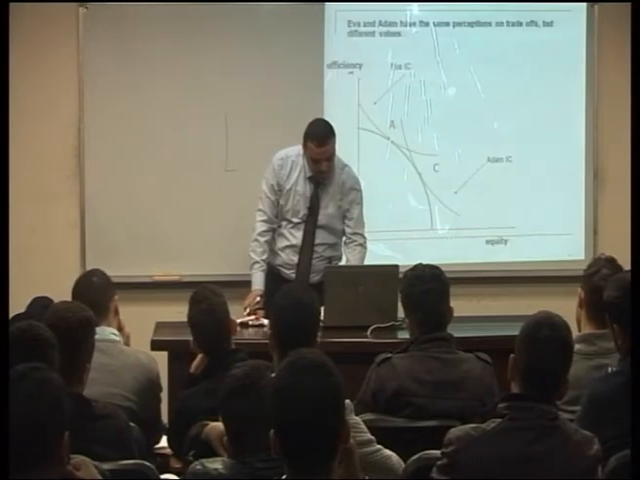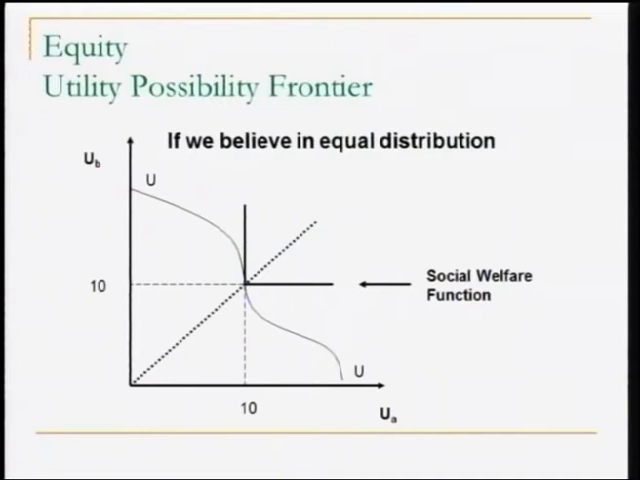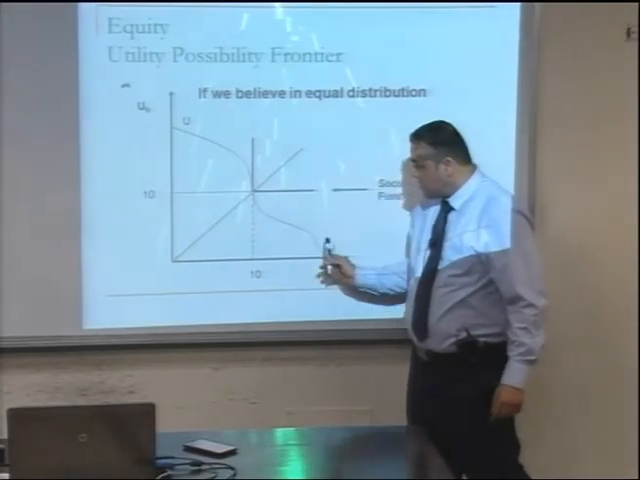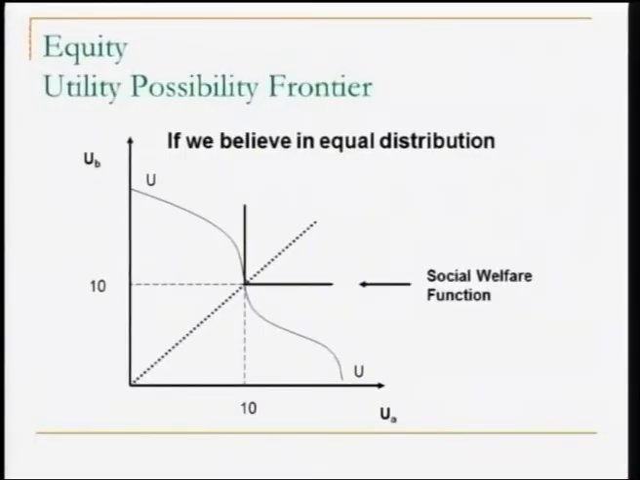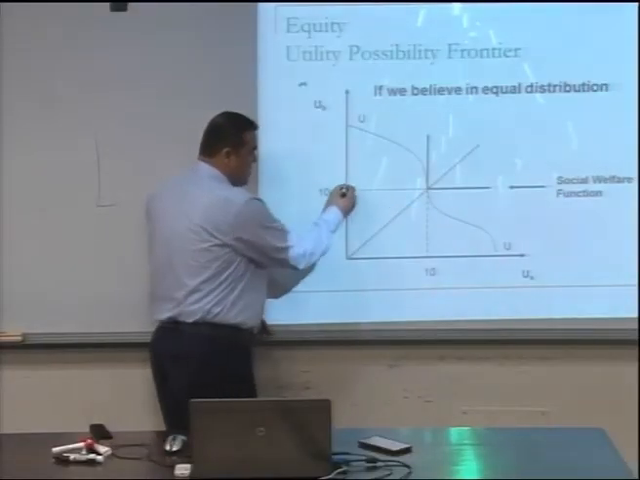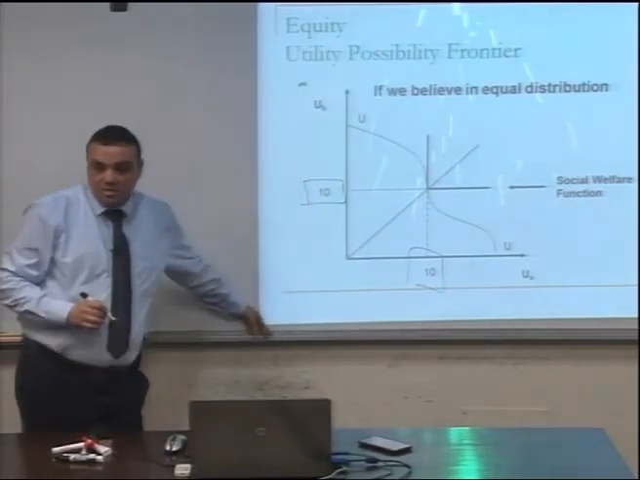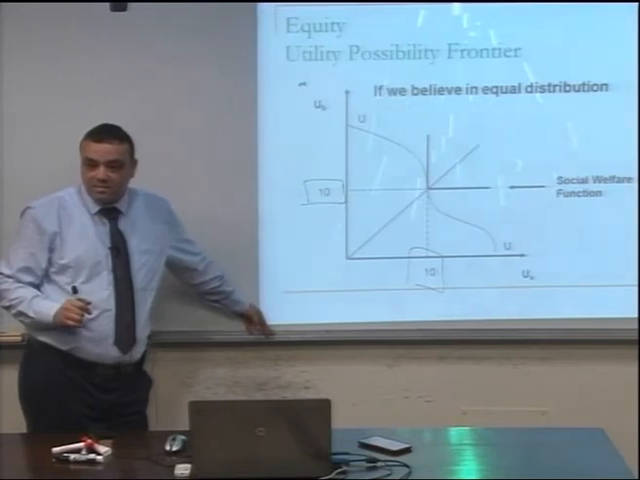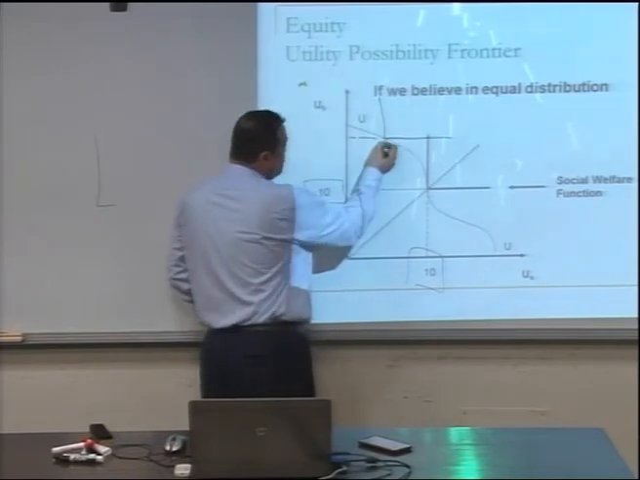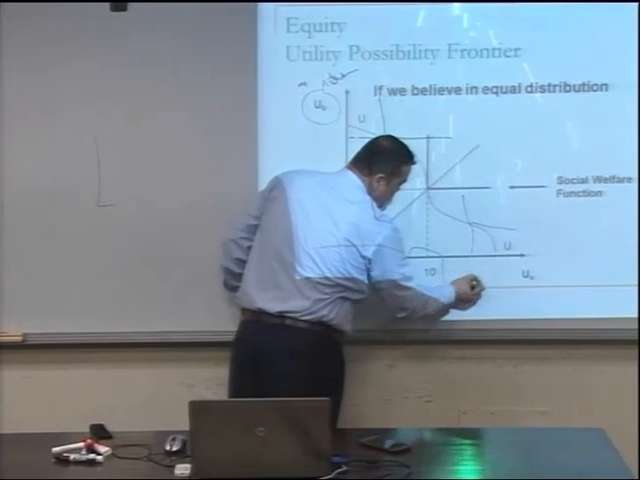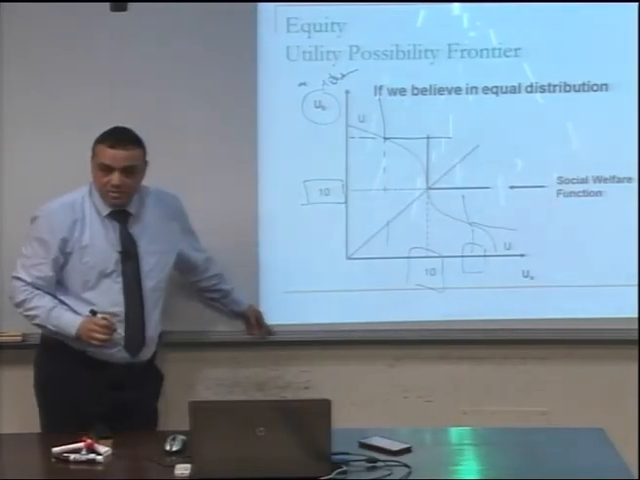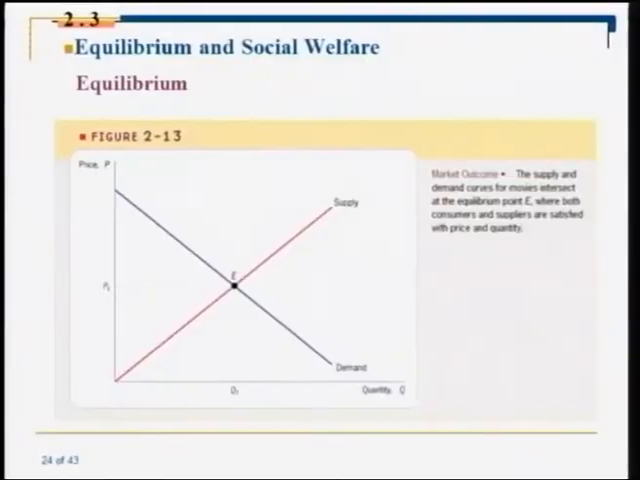Efficiency and equity. We will see this. As you see in this graph, each point lies on the utility possibility frontier and achieves Pareto efficiency. And this point here achieves efficiency and equity because here we have the best allocation of resources. Efficiency and equity. That's it. Here, if it was here, it's biased to Adam. If it was here, it's biased to Eve. That's it. Let's go to something else.